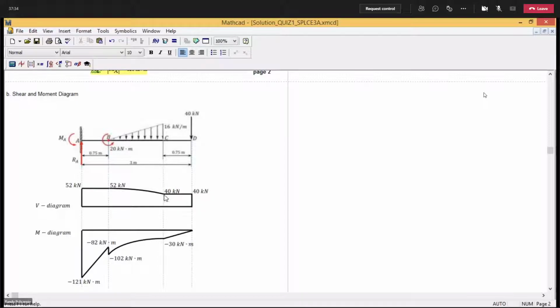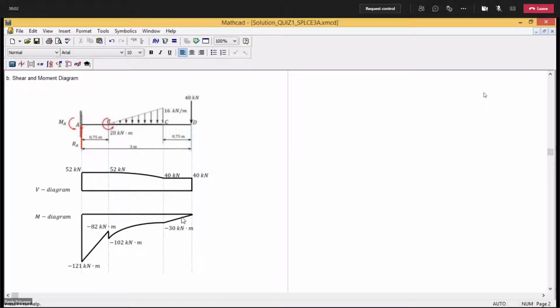Then at CD, again, you have a constant intensity. So all you need is connect negative 30 and 0 by a straight line. Again, the slope is upward because the shear is positive. So you have a positive slope because your intensity or your shear is positive. Okay, so yun yung ating moment diagram, no?